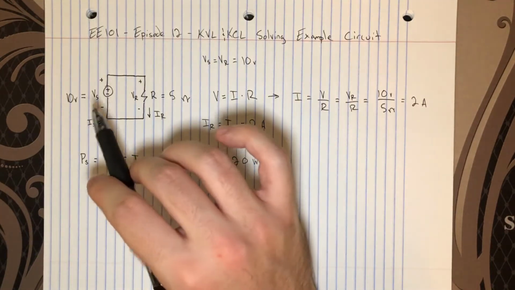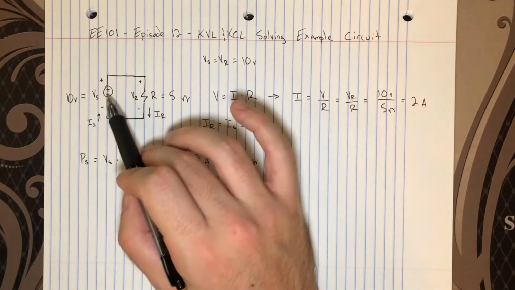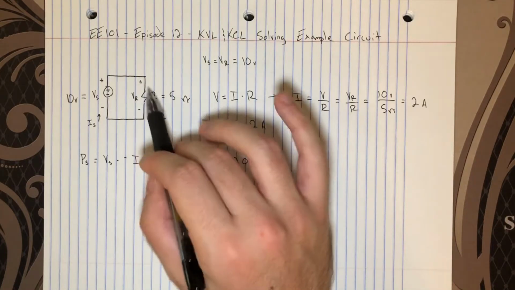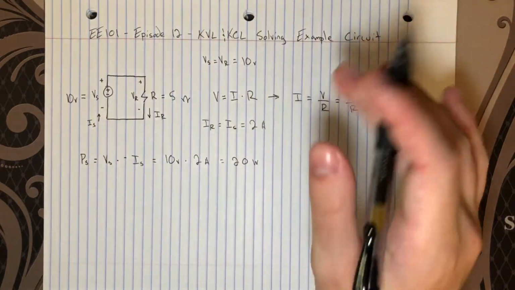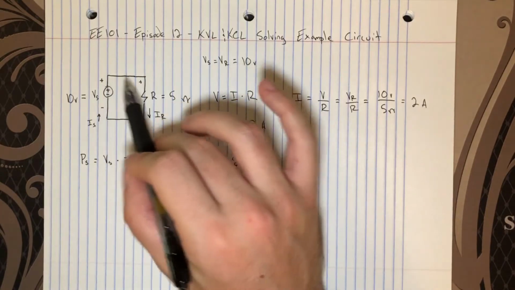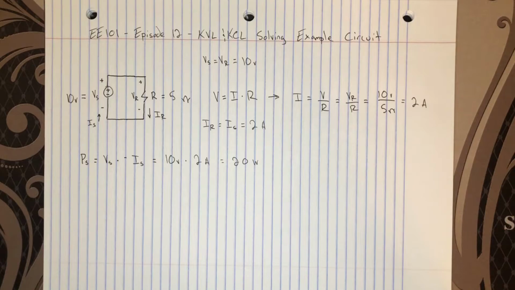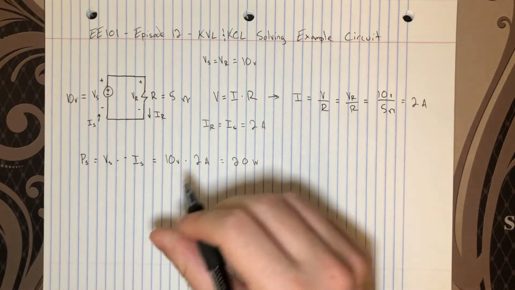So we know that all the power created by this source, or all the power sourced from this element, must also be consumed by this element. So there's no power disappearing, right? All the power that comes out of here has to go into here. So we know that these two things have to align. And how can we measure this? Well, there's several ways we can calculate this.